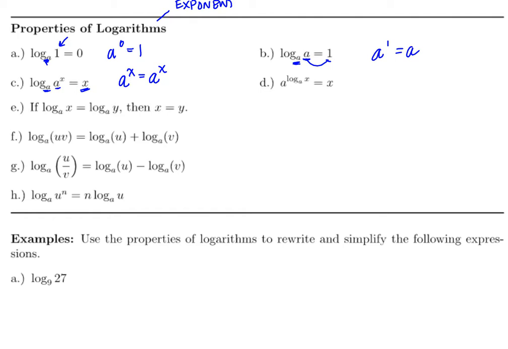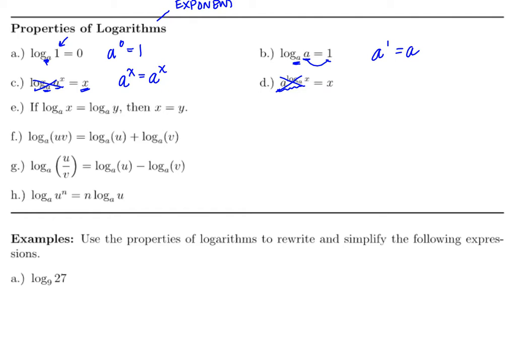Now we have the same inverse thing kind of in reverse here. a to the log base a of x is just x, so you could say that the exponent and the logarithm undo each other. They're gone, and we're just left with the x, right? These guys are gone, and we're just left with the x's.